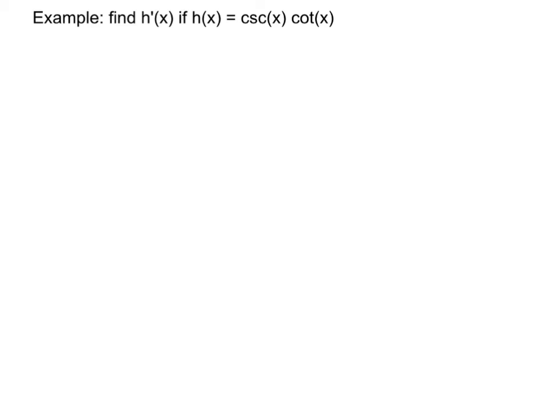Now last example, I want us to find h prime of x if h of x is cosecant x times cotangent x. This is another example of a product rule happening. So this again is one that I'd like you guys to try on your own as much as you can. You'll probably need to refer back to these derivatives because you don't have them memorized yet. But let's take a look at it.